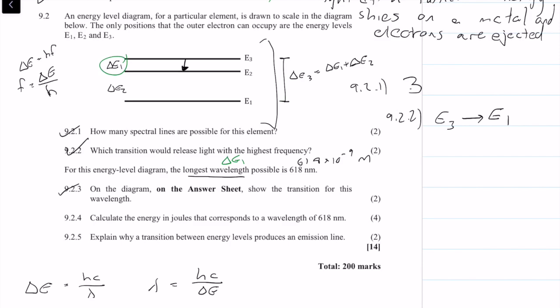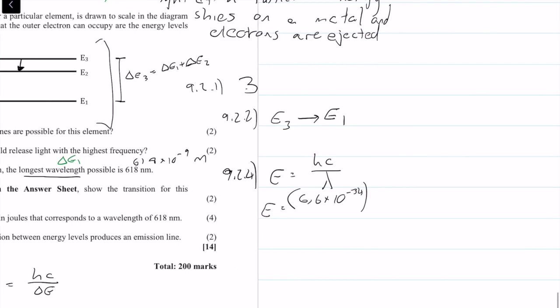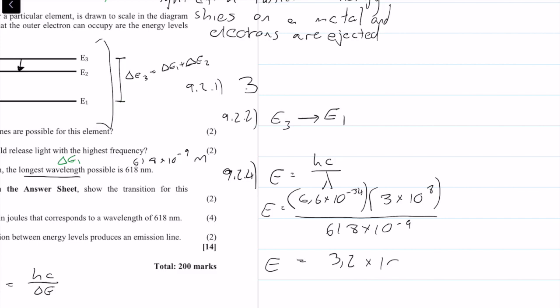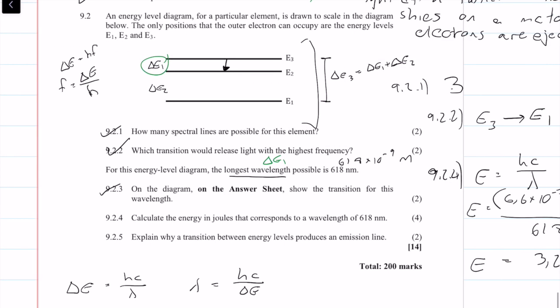Calculate the energy in joules that corresponds to this wavelength. For 9.2.4, we can use the equation E equals hc over lambda, which is our wavelength. We're looking for the energy. E equals Planck's constant, 6,6 times 10 to the minus 34, times c, the speed of light, 3 times 10 to the 8, over lambda, which is 618 times 10 to the minus 9. So we get that E is equal to 3,2 times 10 to the minus 19 joules. And we get 4 marks for that.